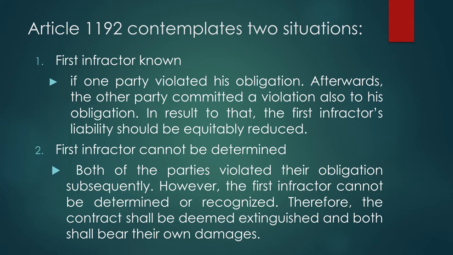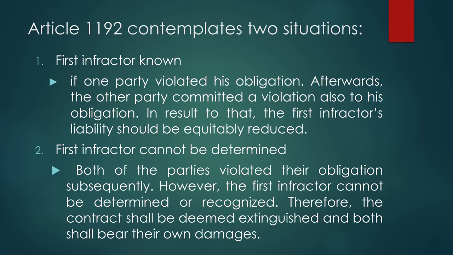Kung hindi lang sana nagkaroon ng infraction, hindi rin nagkaroon ng violation si other party, yung second infractor, then he could have claimed damages for whatever damages or losses he suffered because of the infraction of the first infractor. But since pareho silang may mali, the first infractor's liability, yung damages will be lessened, mitigated, reduced equitably by the courts according to their discretion, wise discretion or sound discretion, because the second infractor is also a violator or a breacher of contract.